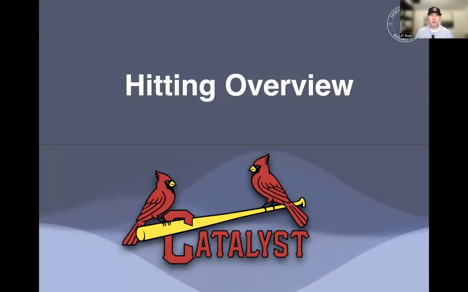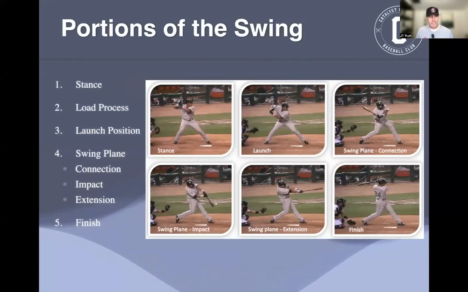Want to very quickly go over a hitting overview. This is a very quick 30,000-foot view of some of the things that we like to look at in the swing, some of the more basic things that you can try to identify and talk to some of your athletes about. So let's get into it here real quick.